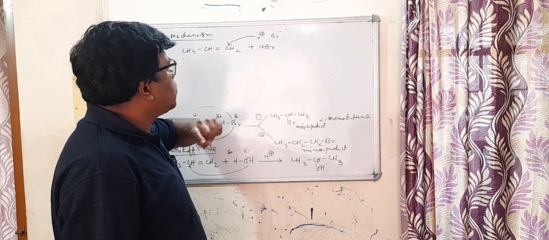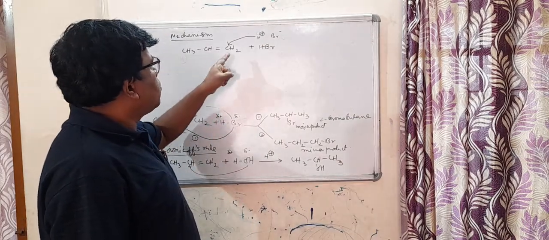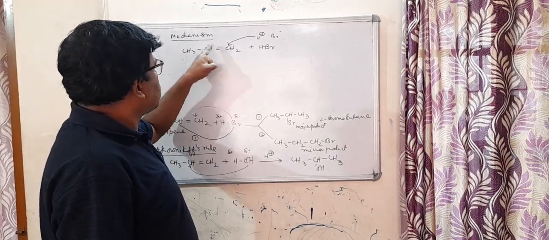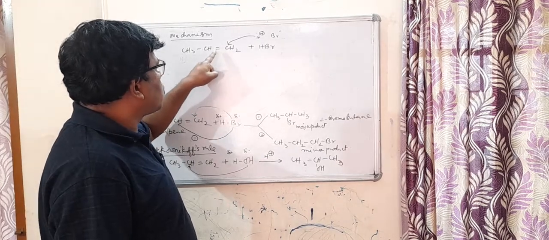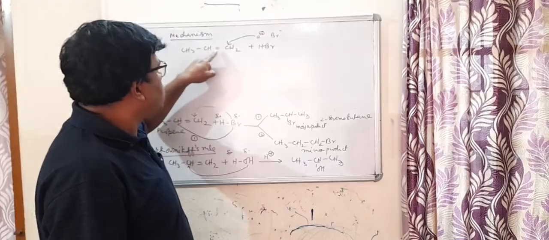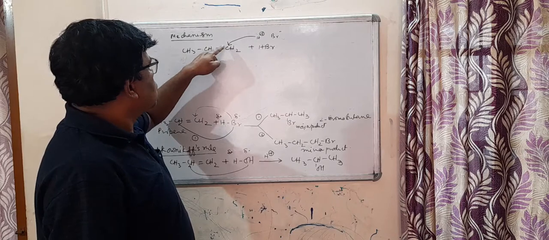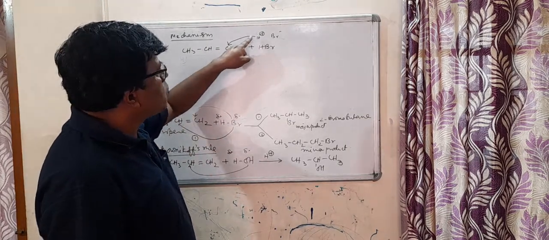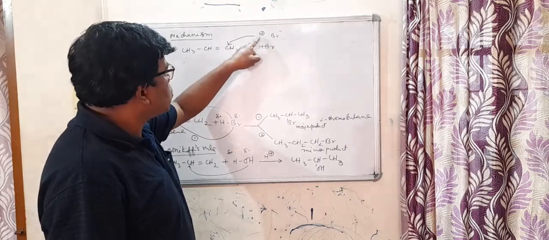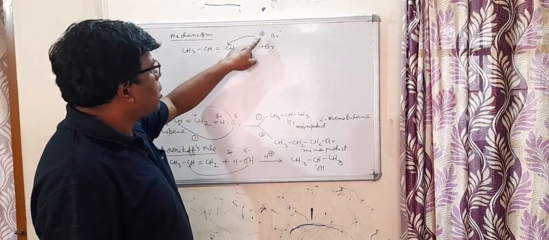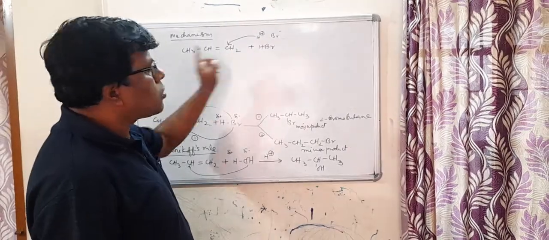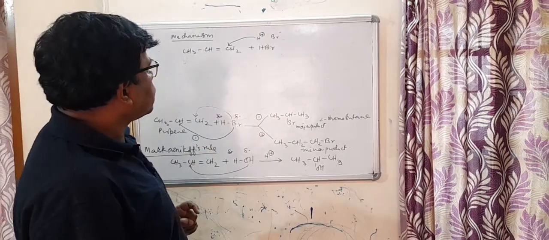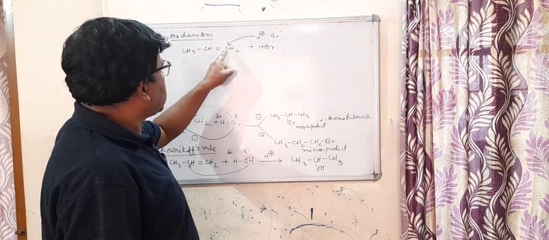Now why will H plus attack first? It is because this molecule is rich in electron, because there is a pi bond, pi electron cloud. So since this is rich in electron, a species which is poor in electron should attack first. That's why H plus is attacking first. Br minus is not attacking first.